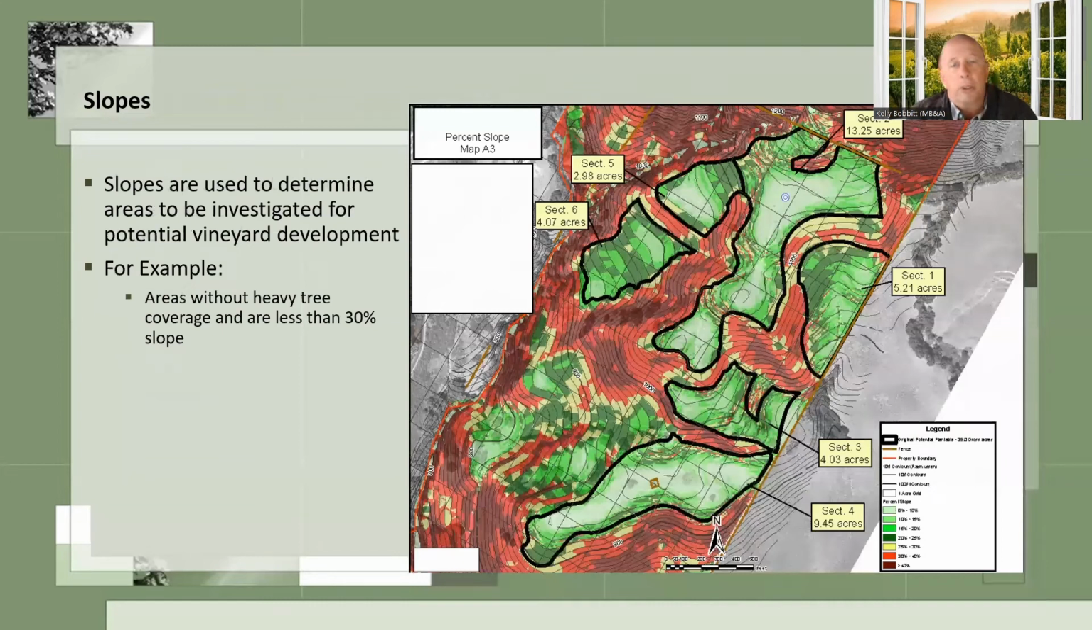So one of the most important ones immediately is slopes. Because of restrictions and safety, you can't plant on every slope. And so what we see here is how we've looked at the slopes. In this particular case, we're trying to identify areas without heavy tree coverage that are less than 30% slope. That's kind of where things start getting a little dicey as far as slopes and using tractors. And so as you can see, we've identified those areas and started giving them acreages after we've digitized the extents of them. So we can start looking at the size of the proposed project.